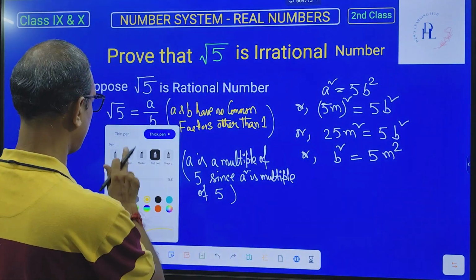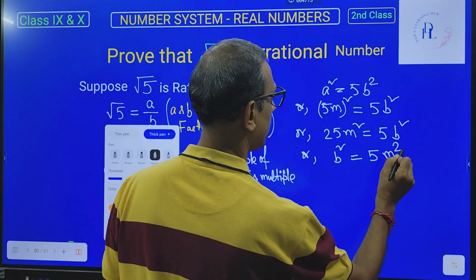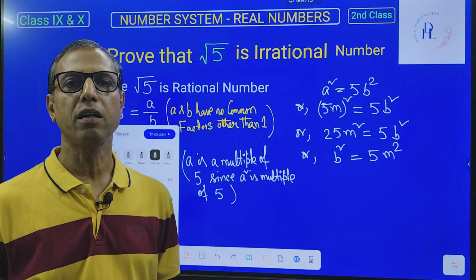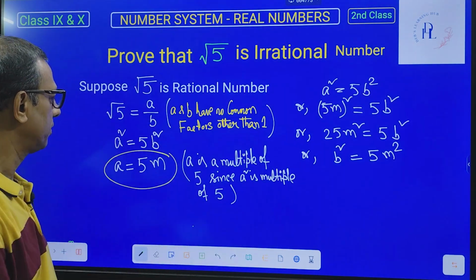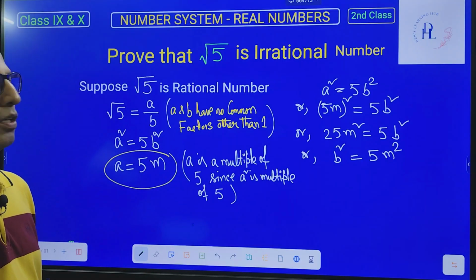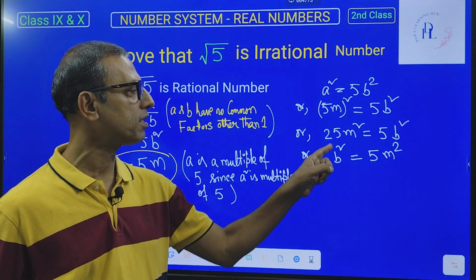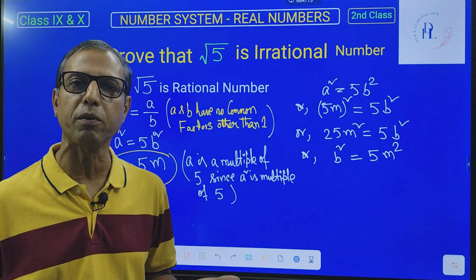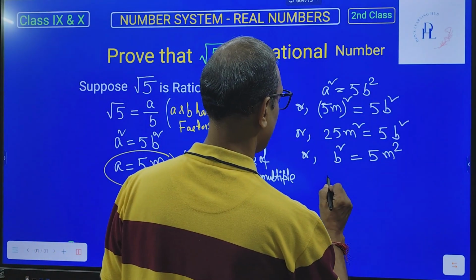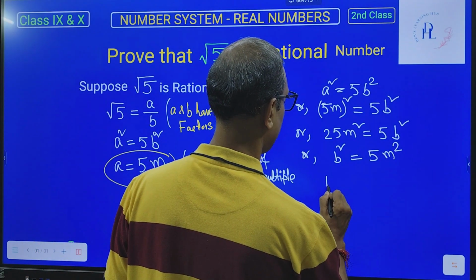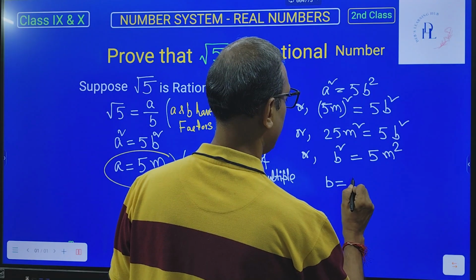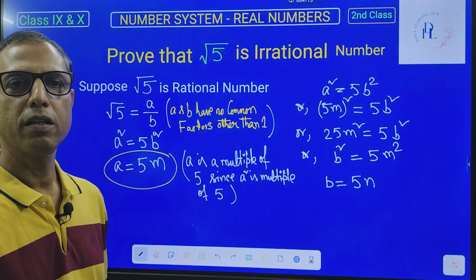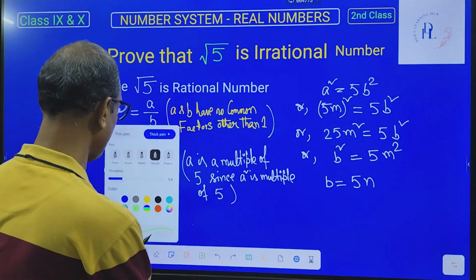So here you got, so if b square equals 5m square, that means b is a multiple of 5 with the same logic here. a square equals 5b square. So if b square equals 5m square, that means b square is a multiple of 5. So if b square is a multiple of 5, that means b is also a multiple of 5. So that means we can say b equals, let's say, 5n. If b is a multiple of 5, let's assume n is another integer. So b equals 5n.